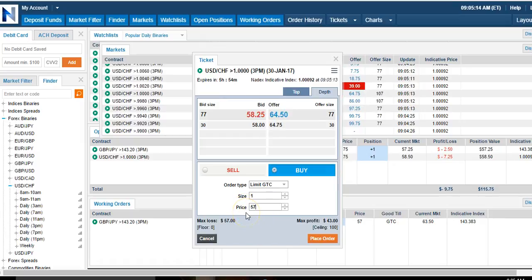$57. It's not necessarily a magic number, but the reason I use that number a lot is because that's a 75% return on investment. So it's $43 profit, $57 loss. So it's 75% return, which is kind of what a lot of the scammy brokers pay out. But in this particular case, if this one filled at $57, I'm actually 10 points in the money.